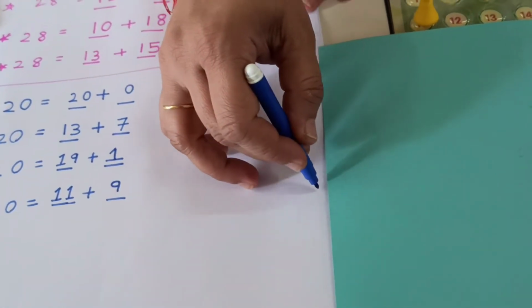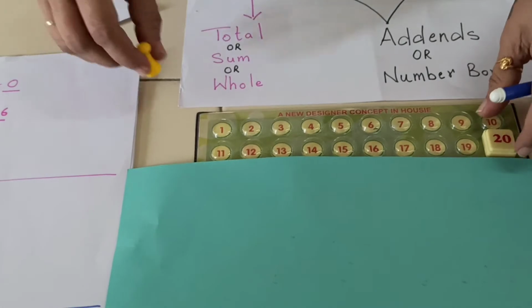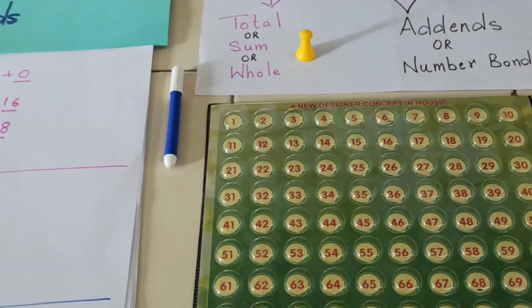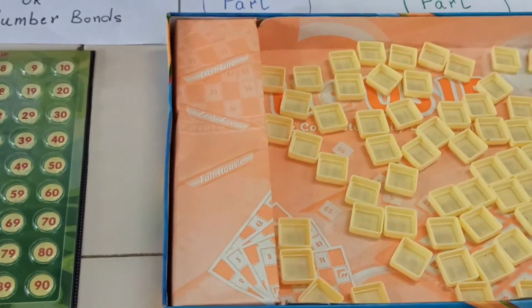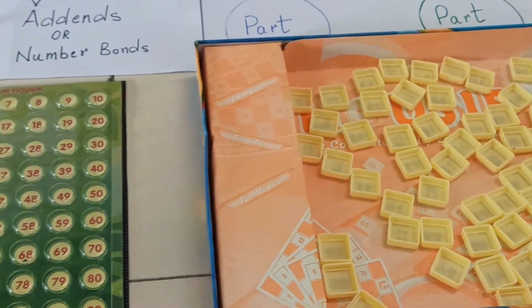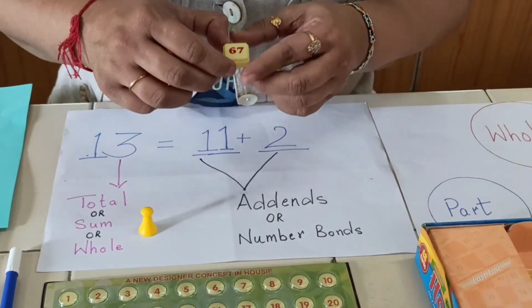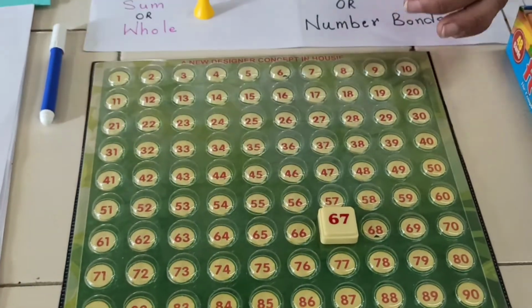Okay, let's move to the third example. I'll keep this on the side. Now this time I want to choose a bigger number. Which number should I choose? I cannot see. Let's pick up one number. I don't know what it is. Okay, this is 67. Oh my god, I got a bigger number.